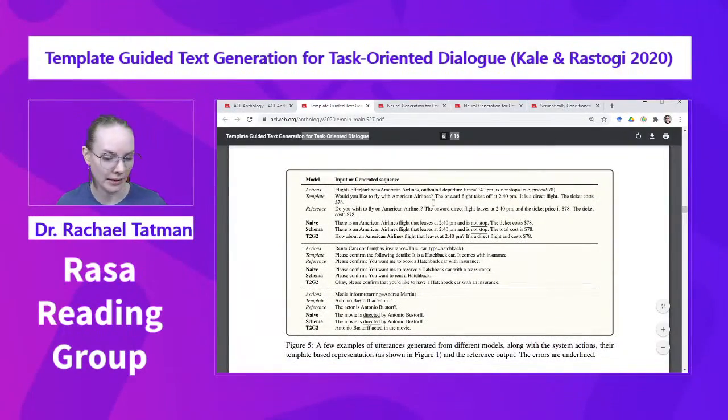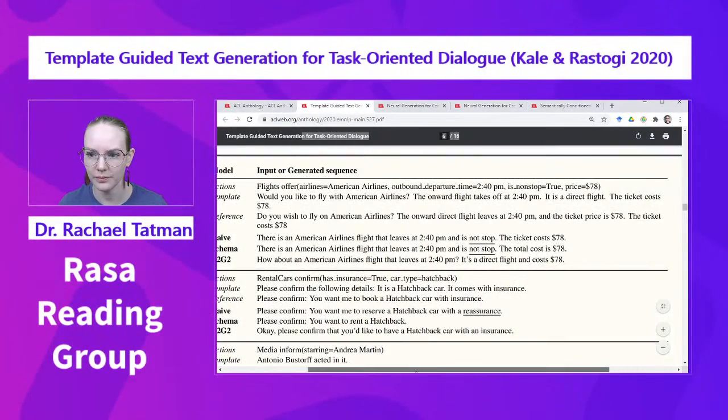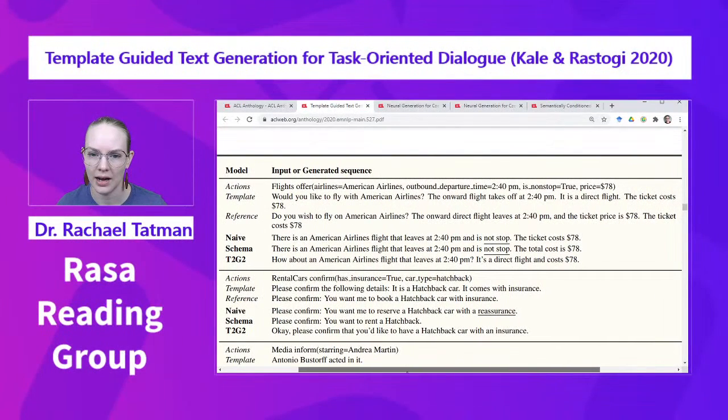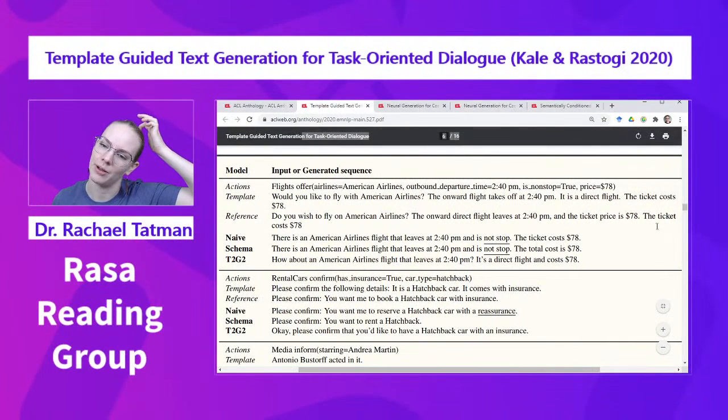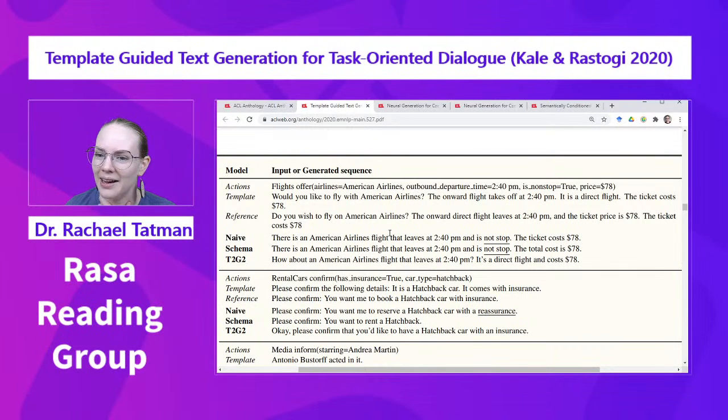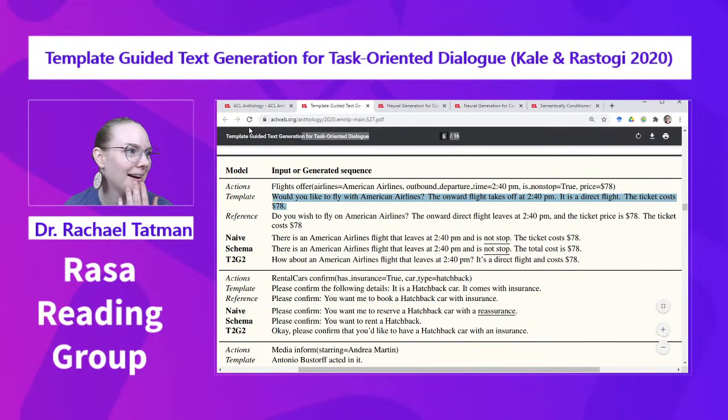So here we zoom in a little bit. Here we have actions, flights, offer, and then a bunch of information that you might get from a database or an API endpoint. The template: would you like to fly with American Airlines? The onward flight. That's a buck wild way to say that. Takes off at 2:40. It is a direct flight. The tickets cost $78. Perfectly correct. I would be fine with being served this by a robot.